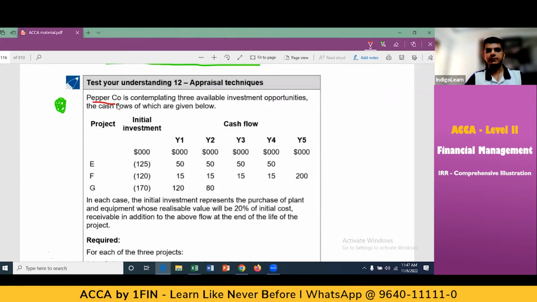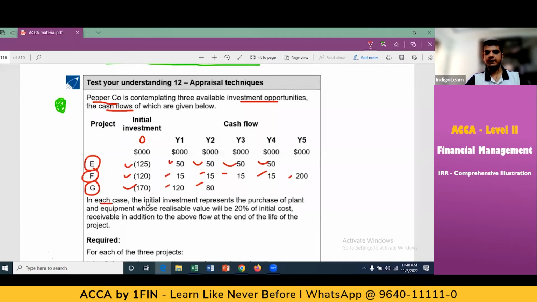All the points. Pepper Company is contemplating 3 available investment opportunities, the cash flows of which are given below. Initial investment, that is year 0: 125 in project E, in project F 120, in project G it is 170. Year 1 cash flow is 50, year 2 50, year 3 50, year 4 50. Then for project F, the cash flow is 15, 15, 15, 15 and 200. Then for project G, it is 120, 80. Okay, only 2 years cash flow.